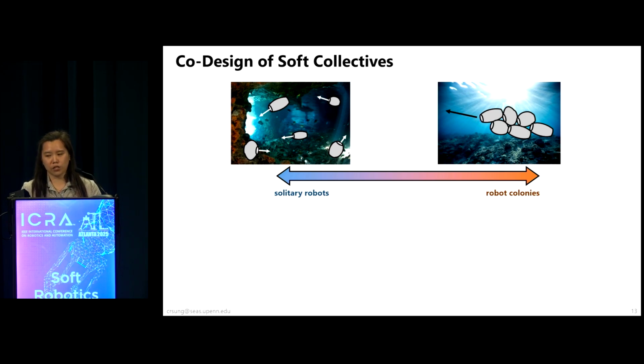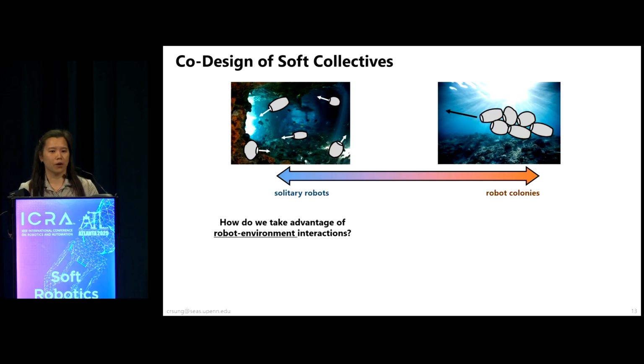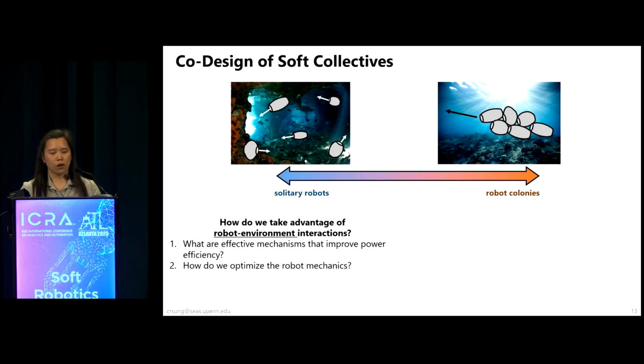When it comes to the solitary robots, there are already interesting questions of how we take advantage of robot-environment interactions in order to create effective mechanisms that improve our power efficiency, or optimizing the robot mechanics in order to be able to manipulate those interactions, or how we think about which actuators that we heard about in the previous talk are able to give us those types of agile locomotion.